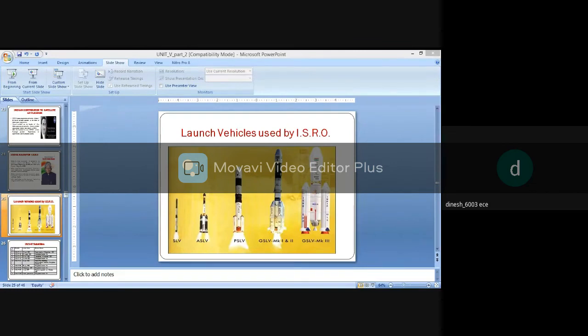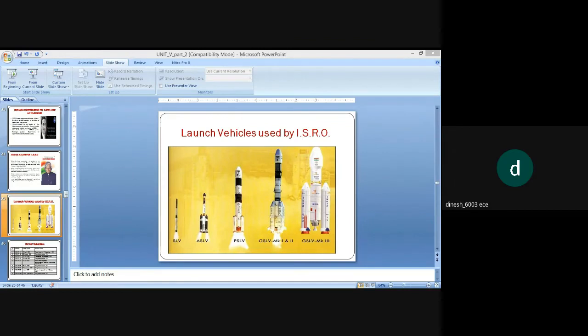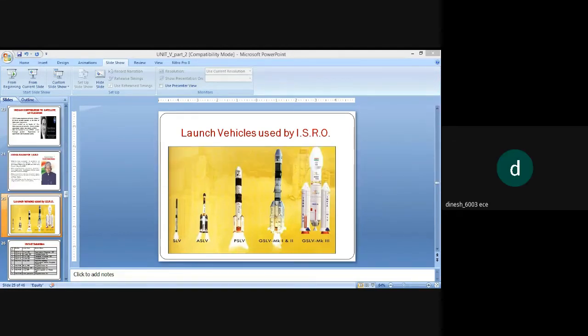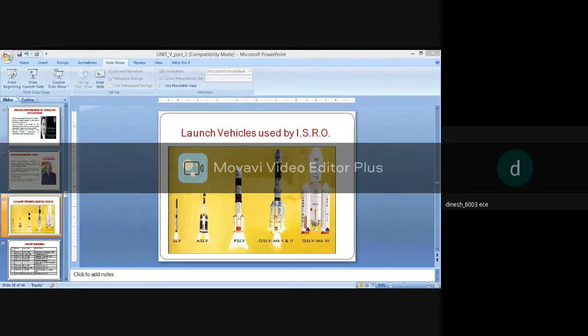GSAT 1, launched on 8 May 2003, is still in service. INSAT 3E, 28 September 2003, still is in service. EDUSAT, which was launched on 20 September 2004, still is in service. INSAT 4A, launched on 22 December 2005, is still in service. INSAT 4CR, which is in geosynchronous orbit, is in service, which was launched on 4 September 2007.